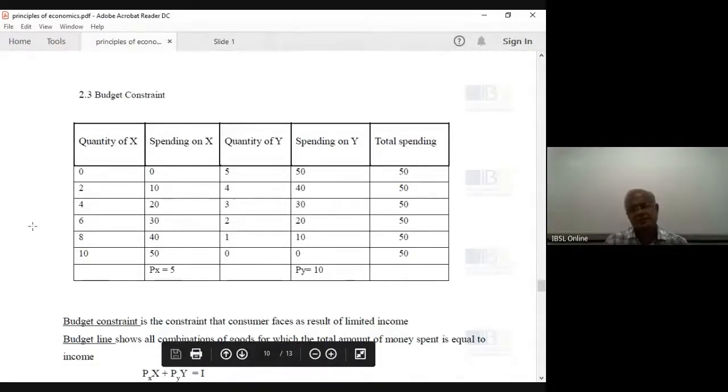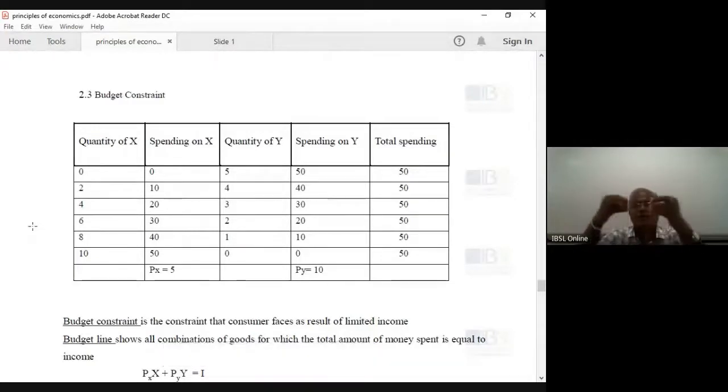He spends all 50. He doesn't save, so he's not a saver. He does not lend, so he's not a lender. He consumes. He is a very contented person. You have income of 50, and you spend your 50 only to buy these two goods. He is neither a saver nor a borrower. Now, the budget constraint is the constraint.